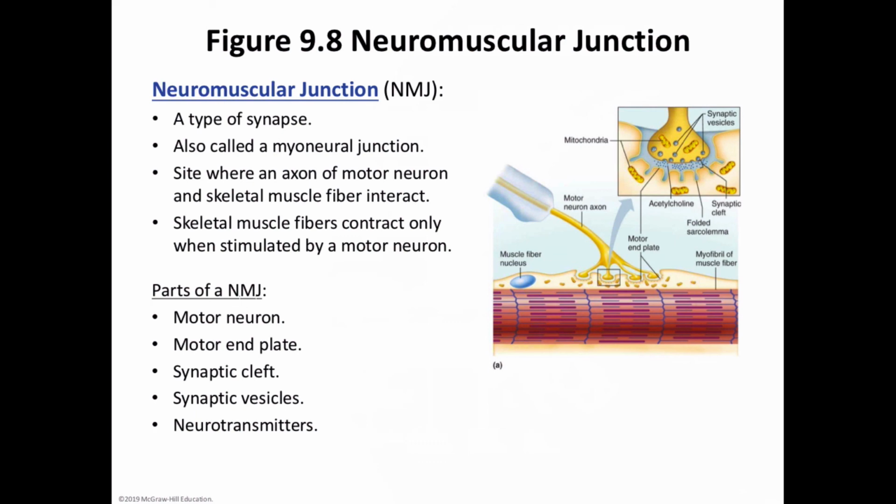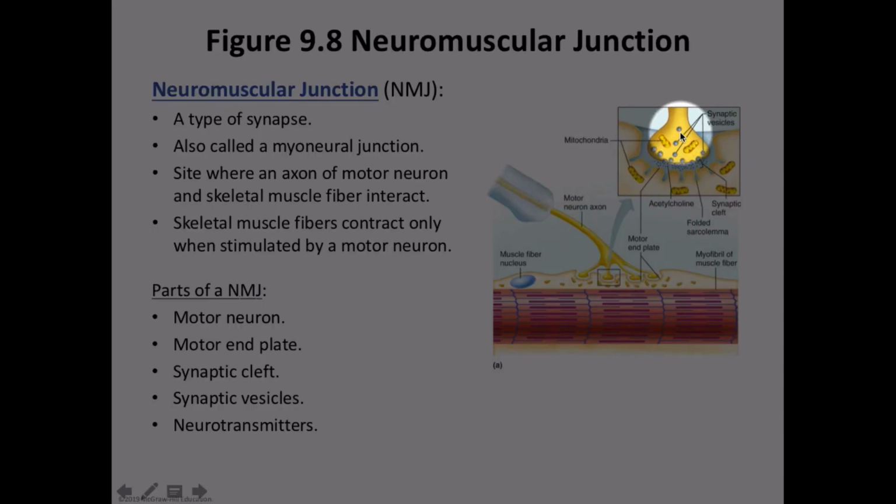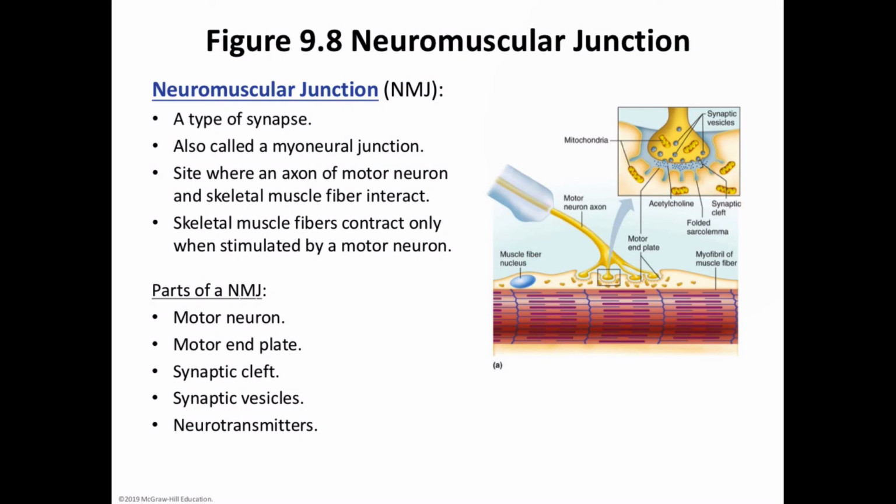The neuromuscular junction, as you're seeing here at the top right, is the synaptic knob, which is part of a motor neuron. What I'm saying is this: no contraction will ever occur unless there is first a nerve impulse.